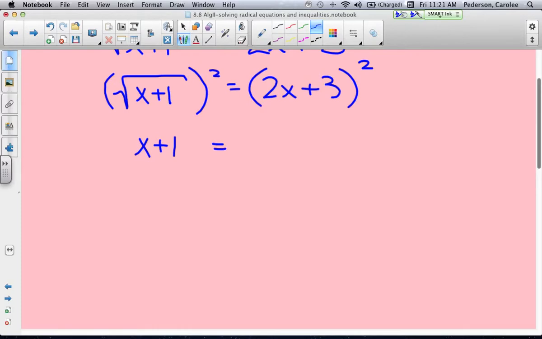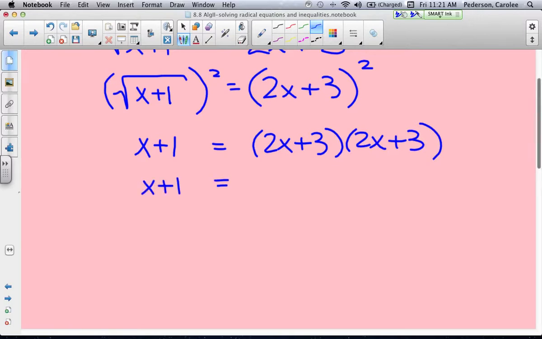On the right side, we have 2x plus 3, and then another 2x plus 3, and we're trying to find out what x is. So what we have to do is FOIL this right side, multiply those two parentheses together. So 2x times 2x is 4x squared. 2x times 3 is 6x. 3 times 2x is 6x. 3 times 3 is 9.